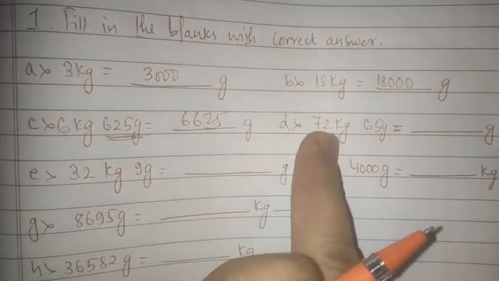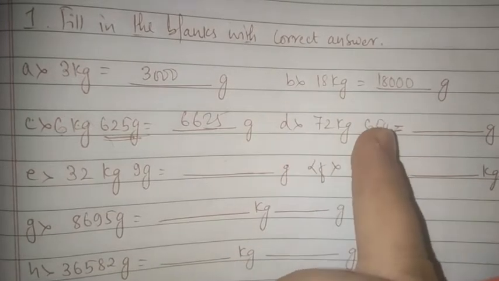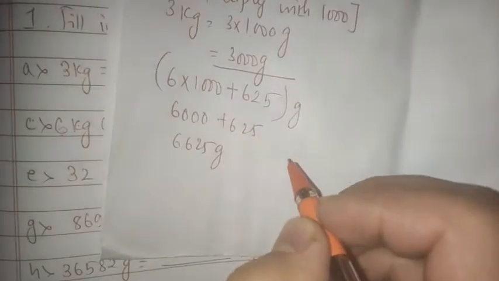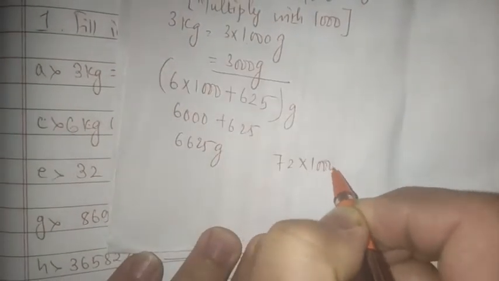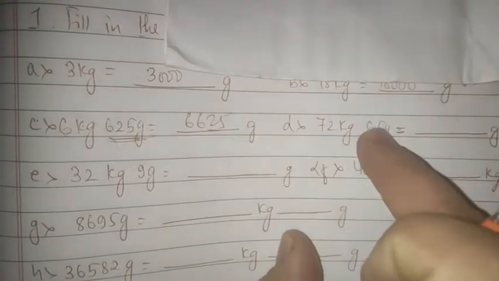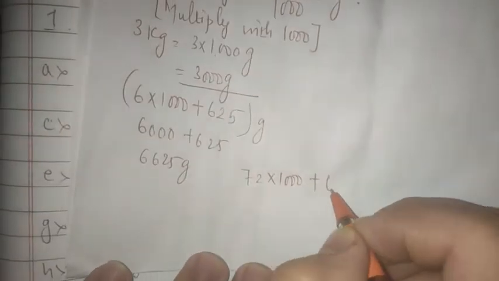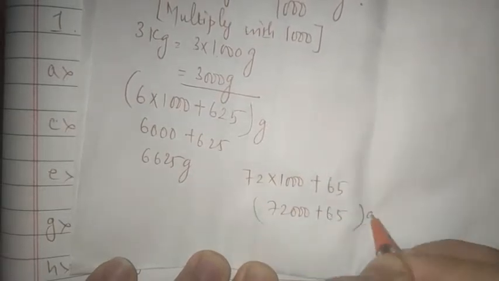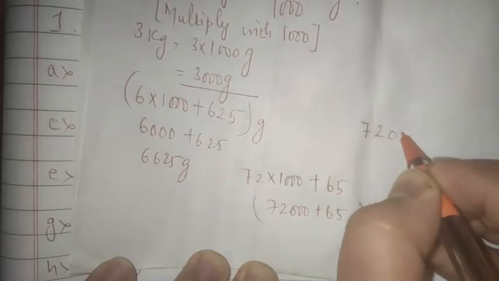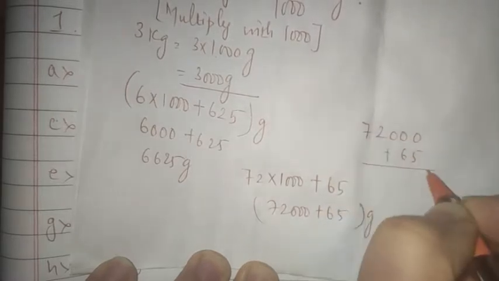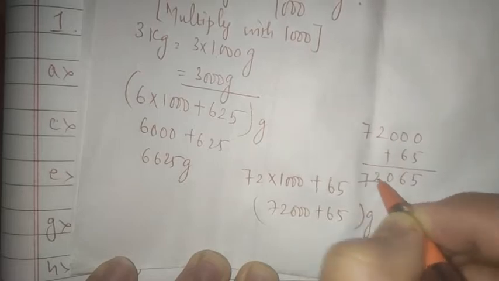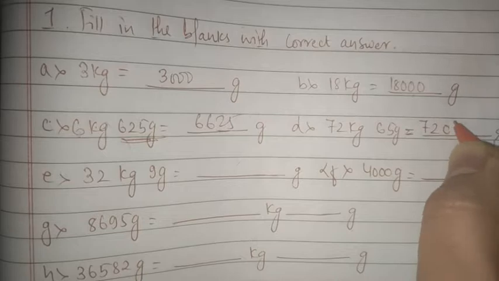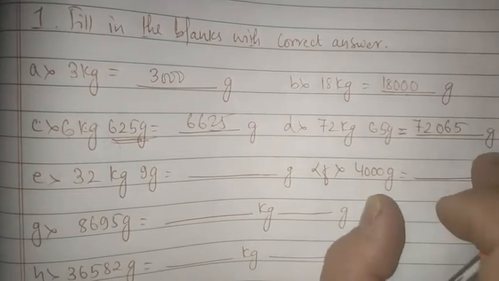Similarly here you will do the same thing. 72 kg 65 gram needs to be converted into gram. So 72 into 1000 plus 65 gram. So it is 72,000 plus 65. This whole is now in gram. The only thing you need to do is add it. So it is 72,065 gram, which is the ultimate answer.